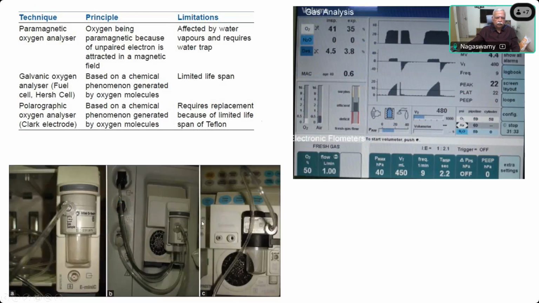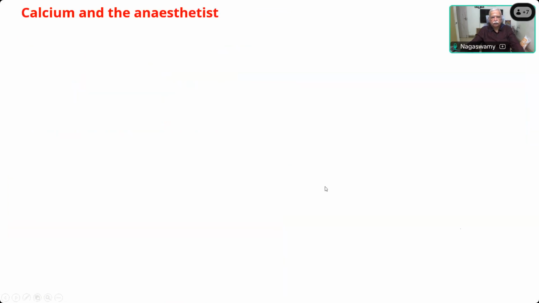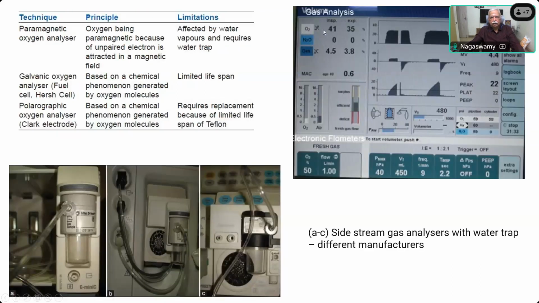And this is where the water trap is present in modern monitors, side stream analyzers with water traps of different manufacturers. So if they keep the workstation machine and ask you where the oxygen analyzer is, you have to look for the water trap in some of the models, and you should be able to point out and tell them where exactly it is. Okay? So this is about oxygen analyzers in short.